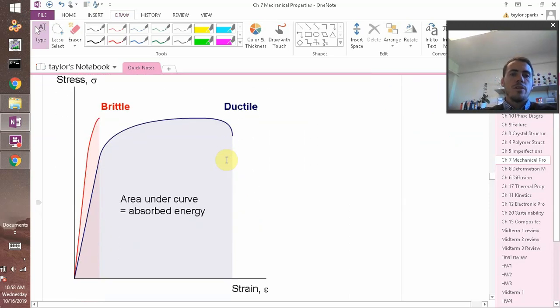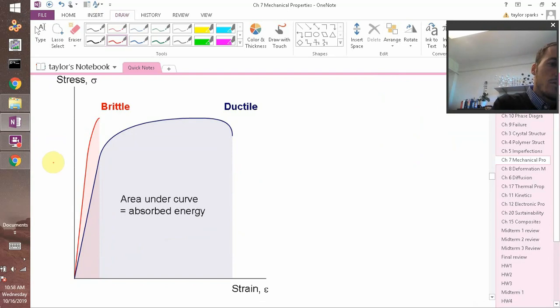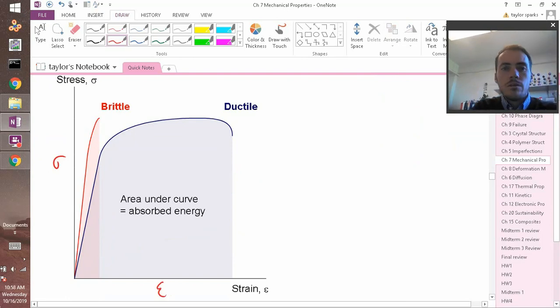Okay, another thing is you've got these stress versus strain curves, right? You've got your stress, you've got your strain. What about the area under the curve? What is the area under the curve equal to in mathematics? It's the product of your two axes. So here it's going to be the product of stress times strain, and it's equal to the amount of energy that gets absorbed during deformation.